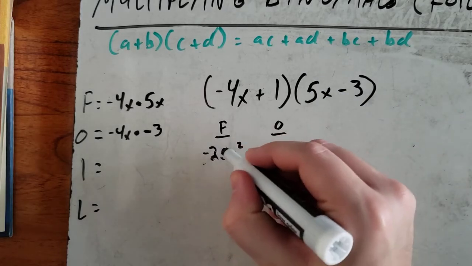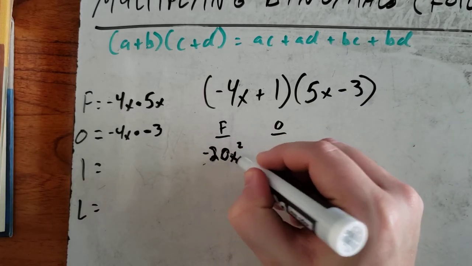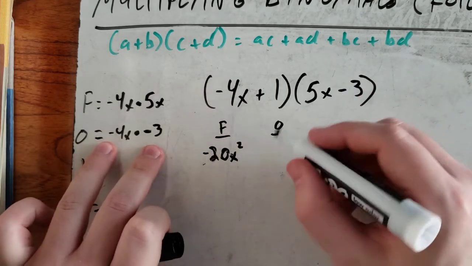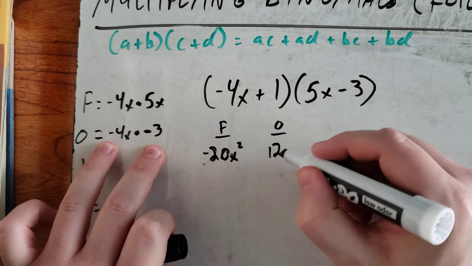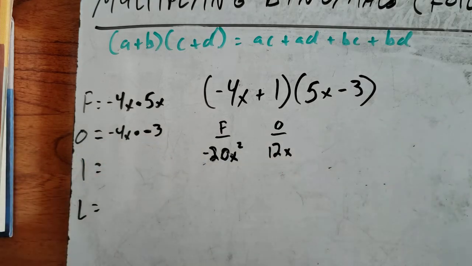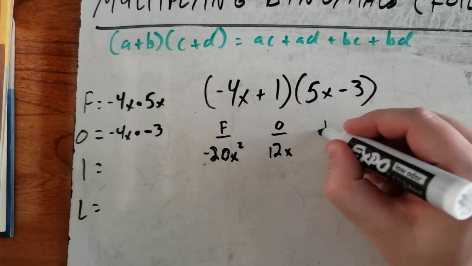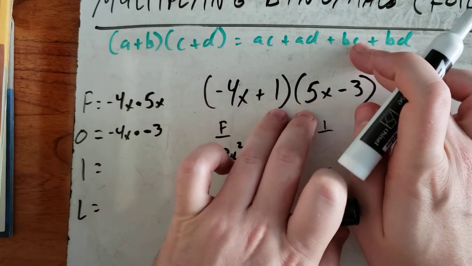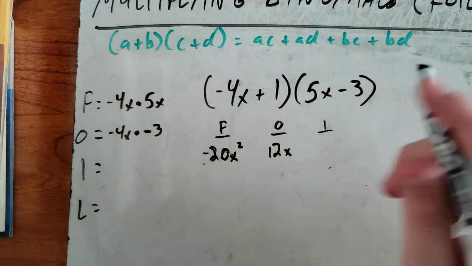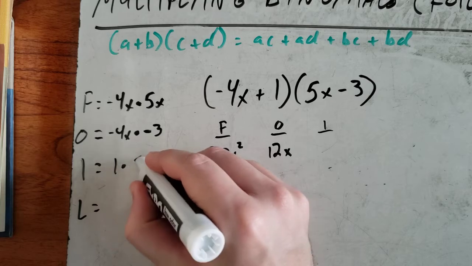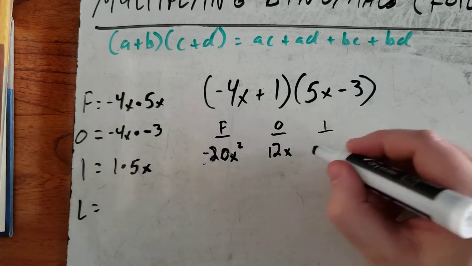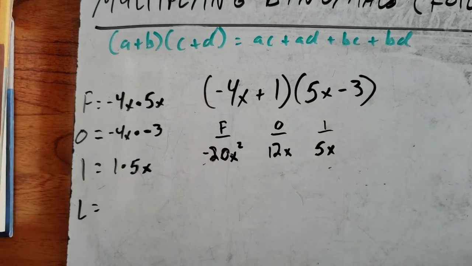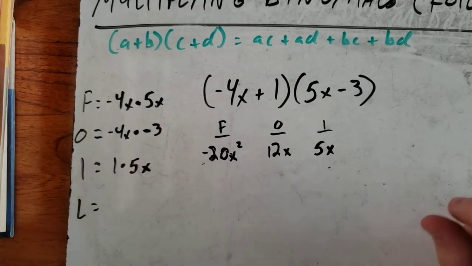So when we do our negative 4x times a negative 3, remember a negative times a negative equals a positive. So 4 times 3 is 12, and then our x is attached to it. Our inner terms, our B and our C terms, remember BC is right here. 1 times 5x, and when we do that, it's a simple 5x. Remember, anything times 1 is itself. So 5x times 1 is still going to be 5x, so there's only one of it.